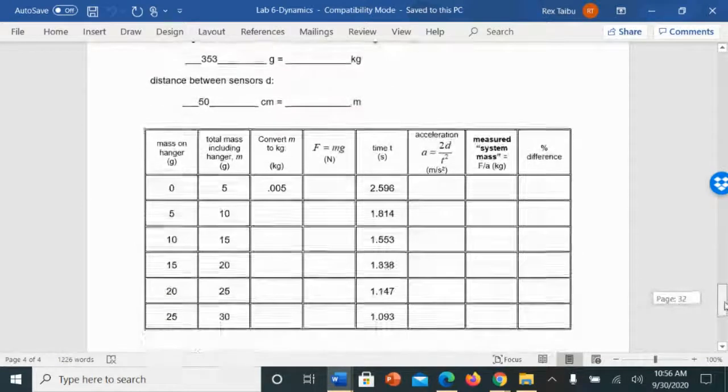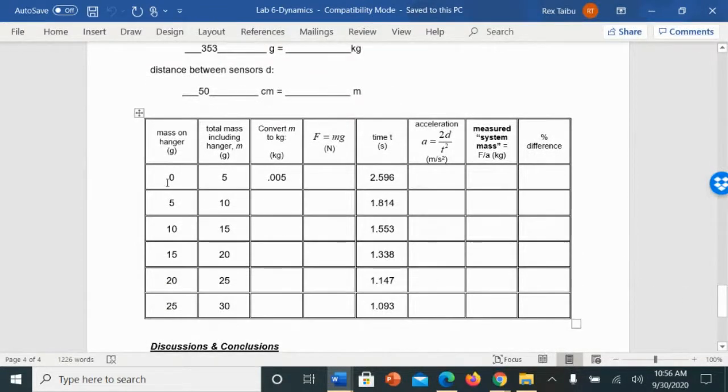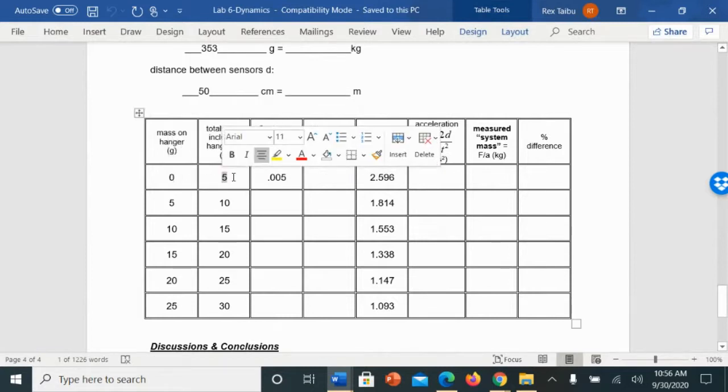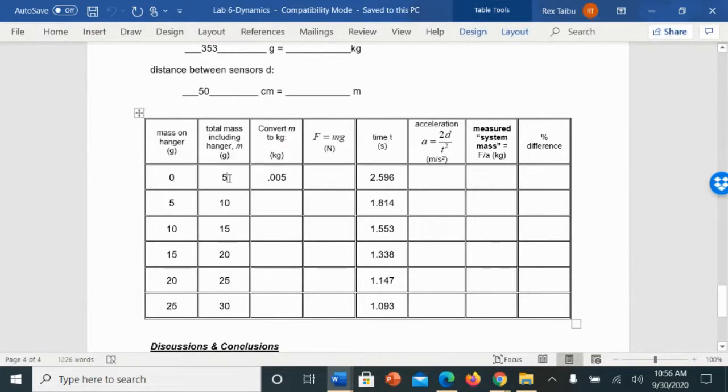Then let's do the calculations. When there was no mass on the hanger itself, it accelerated everything. So the total mass on the hanger is 5. There was nothing on the hanger, plus the 5 together is 5 grams. 5 grams to be converted to kilograms, you divide by 1000. That would be 0.005. All right. Then you find the force of gravity, Fg. Fg is equal to mg.